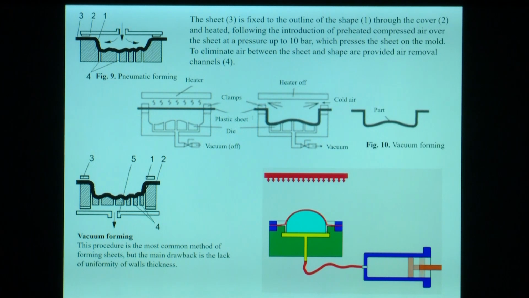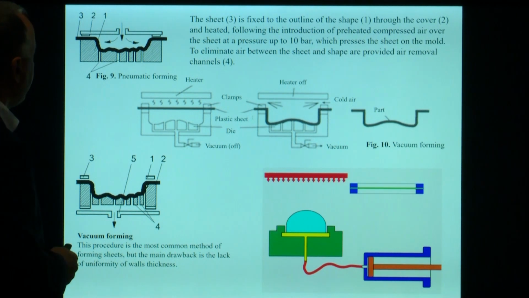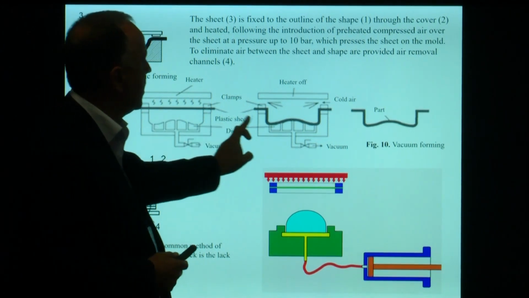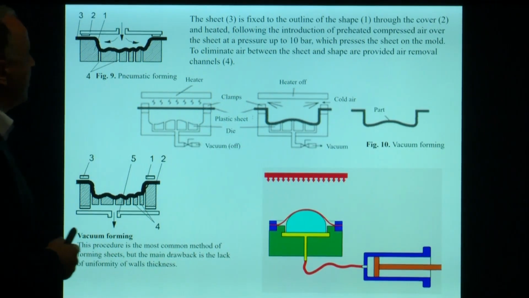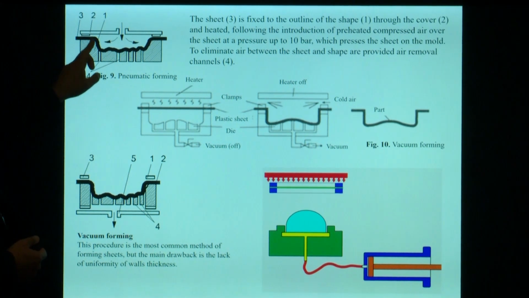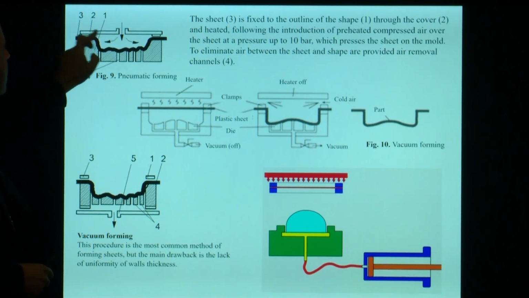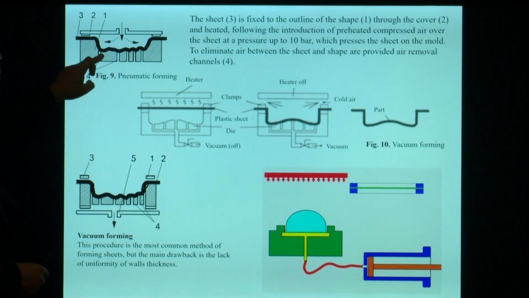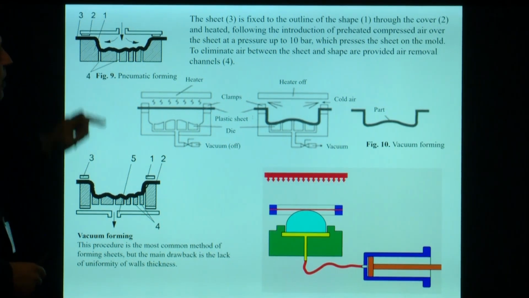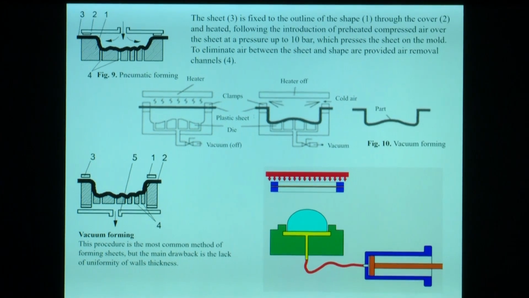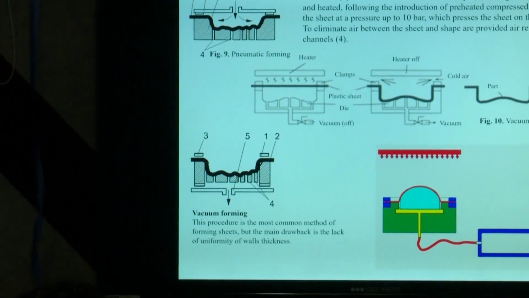Another technology is the pneumatic forming. Here you can see the steps of the pneumatic forming. Also, it's important to fix the sheets on both ends. In this case, we use the cover, this number 2. And of course, we also need air removal channels. Otherwise, what can we obtain? Some bubbles between the sheets.